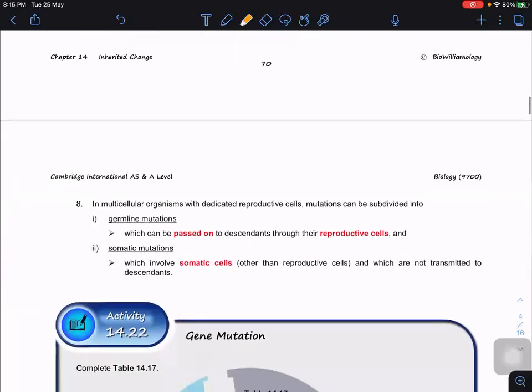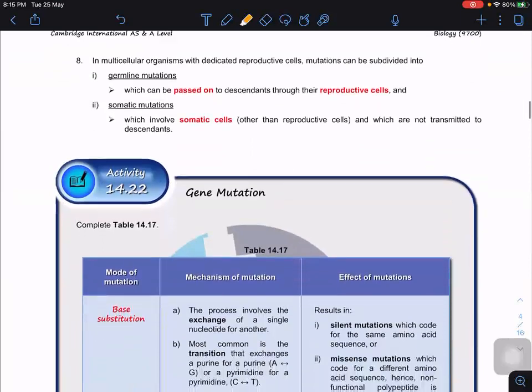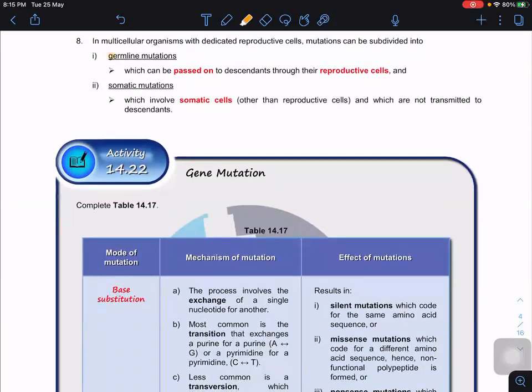In terms of mutations, we have two forms. We can have the germline mutation. This is more dangerous. Why do I say more dangerous? Because it can be passed on to the descendants through the reproductive cells, for example in the gametes. Mutation in gametes, or mutation at the reproductive organs, for example in the ovary or the testes, is very, very dangerous because this kind of mutation, if it continues, is going to be inherited by the descendants. It means they can pass it to the offspring.